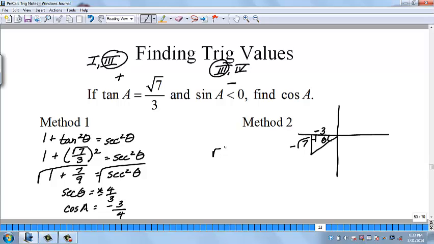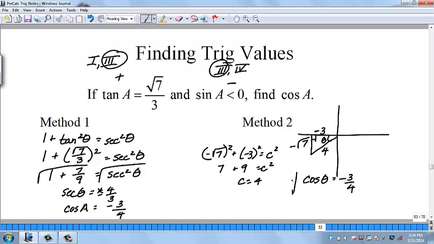So I say negative radical 7 squared plus negative 3 squared has to equal c squared. And when I do that, I have 7 plus 9 equals c squared. C squared is 16, so c is 4. So now I know this is 4. So the cosine of theta is adjacent over hypotenuse, or negative 3/4.